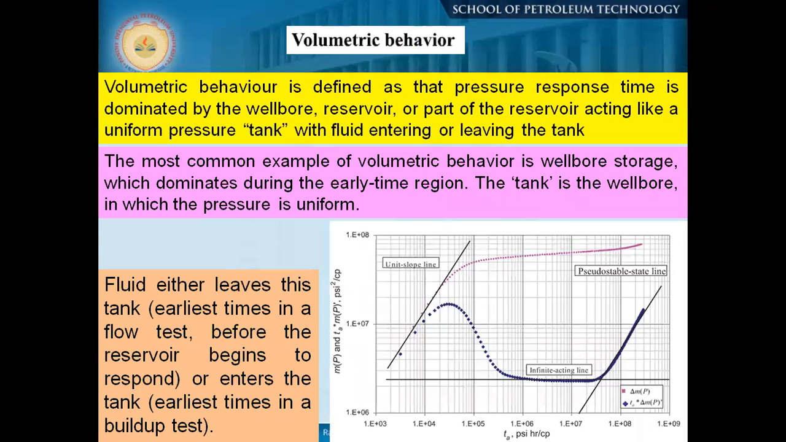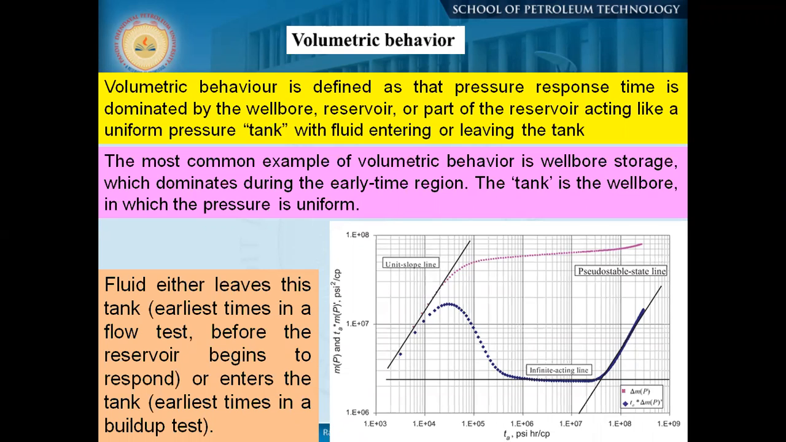So now, what is volumetric behavior? Volumetric behavior is defined as pressure response time dominated by the wellbore, reservoir, or part of the reservoir acting like a uniform pressure tank with fluid entering or leaving the tank. So that means we have a tank filled with a specific fluid, and now you are taking production, or maybe closing it, so that the tank will fill, or it will release or evacuate the fluid at a specific rate.